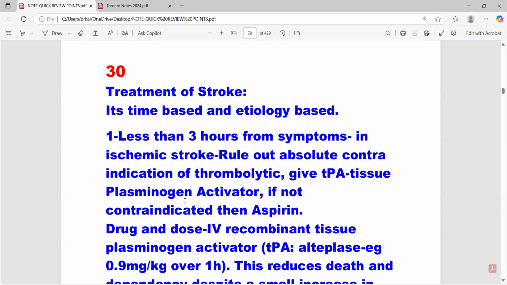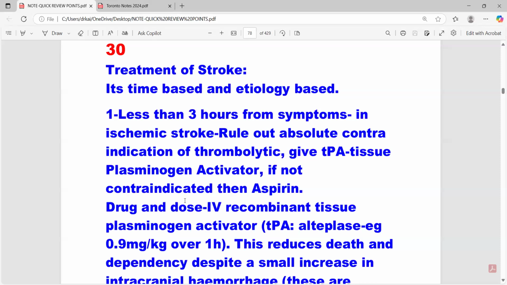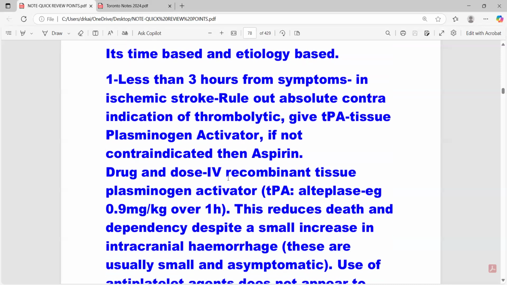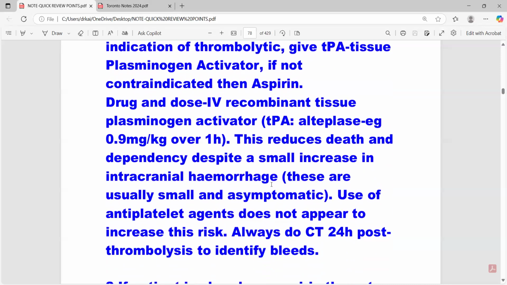What is the treatment? It's a time-based treatment. Just remember this one: less than 3 hours from symptom onset in ischemic stroke, rule out the contraindications to thrombolytics, like previous head trauma, taking any anticoagulant, all of those. Then give tPA, tissue plasminogen activator. It's not contraindicated in patients on aspirin. Then this is how much you have to give.